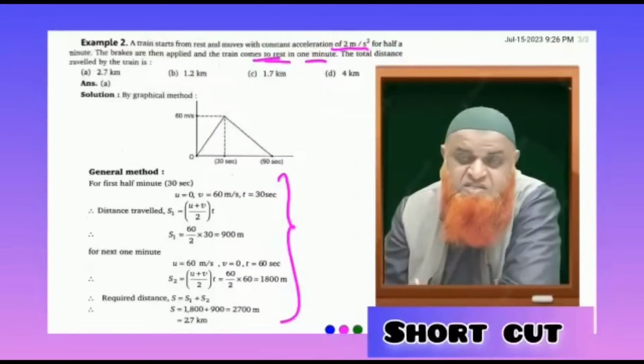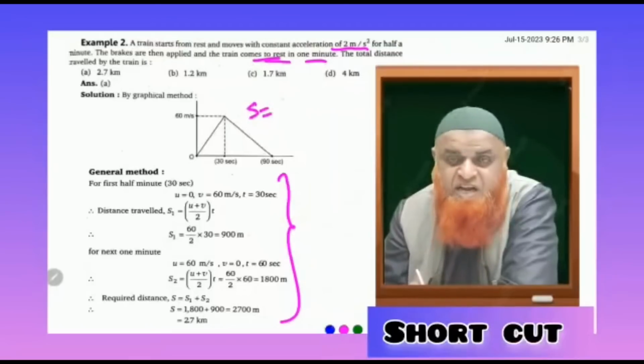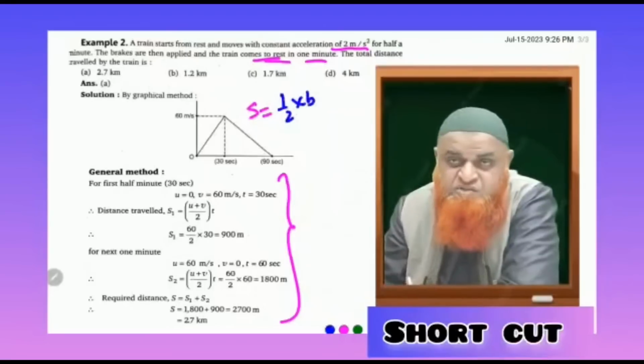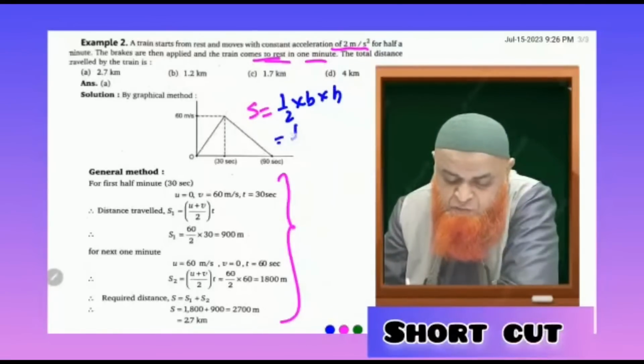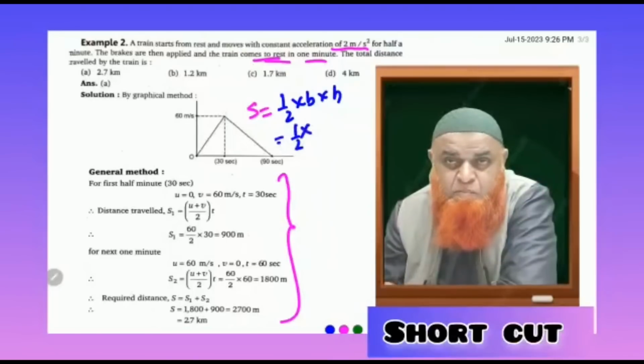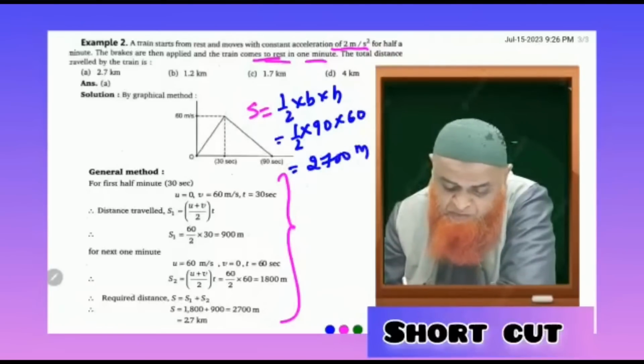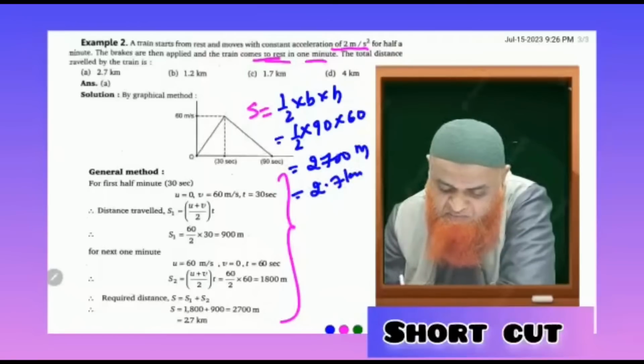So you can just find out the displacement by applying the graphical method, in which you can just write half into base into height. That's it, a single step method. Without pen and paper also you can solve it if you are perfect in multiplication. So what is the base? 90. And what is the height? It is 60. That's it. You will be getting 2700 meters, which is nothing but 2.7 kilometers.